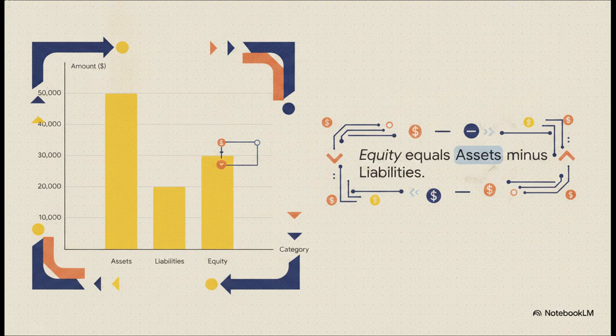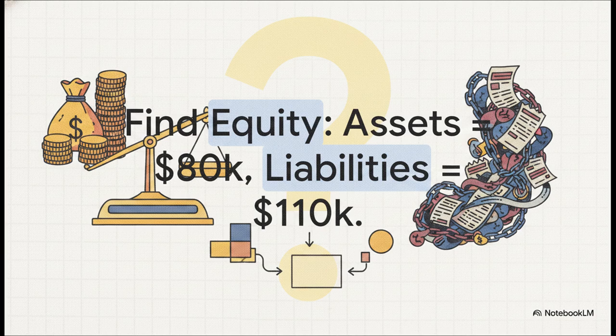Easy enough, right? Now let me challenge you with the slightly trickier math problem directly from the source material. Pay very close attention to these numbers. A business has total assets of $80,000, but total liabilities of $110,000.